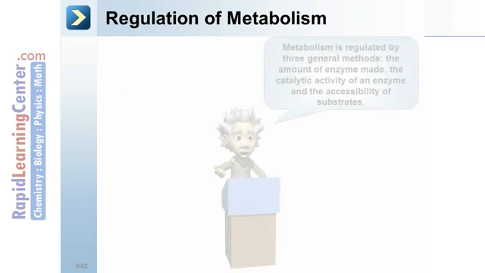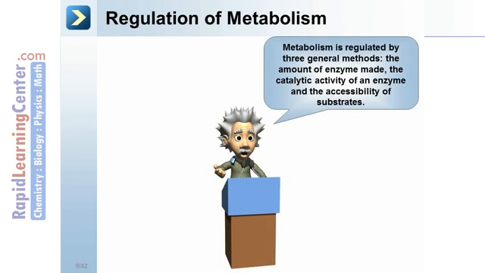Regulation of metabolism. Metabolism is regulated by three general methods: the amount of enzyme made, the catalytic activity of an enzyme, and the accessibility of substrates.